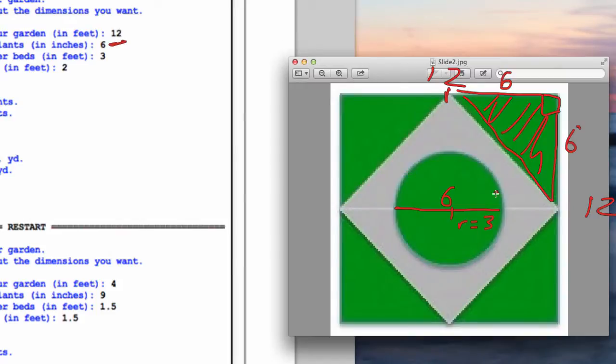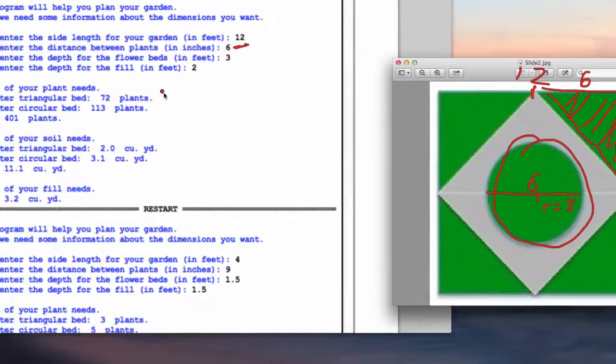You could find the area of that. Same thing with your circle here. You've got the radius. You can find the area of that. And once you have the area, you can then take that formula that we gave you to find out how many plants are in it. Right? Take the area divided by the distance between the plants squared, truncate that, and hopefully if you've done your arithmetic right with your pencil and paper and calculator, you will come up with 72 plants in each triangle.